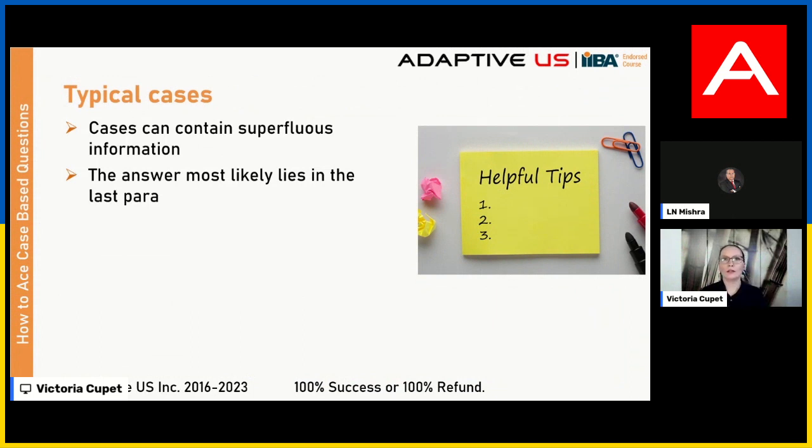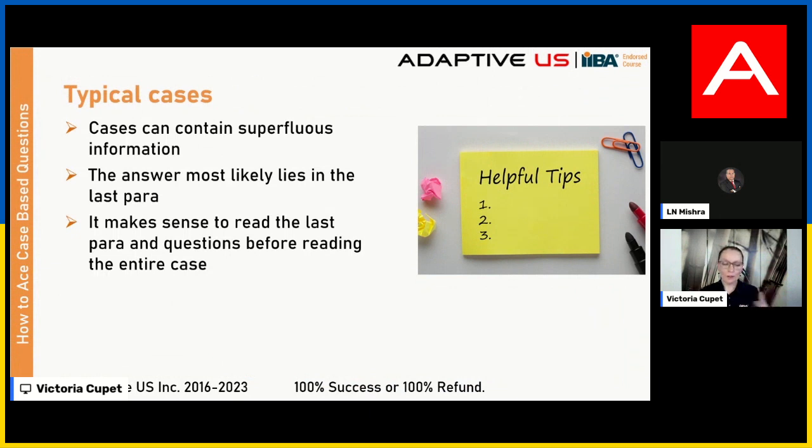Read with a strategy in mind. Some people prefer to read the last paragraph first and then read the entire case. If this is you, use this approach. Try it. If it doesn't work for you, find your own way, find your own strategy. Okay? So before we go into some examples already, I can give you some tips about time management.